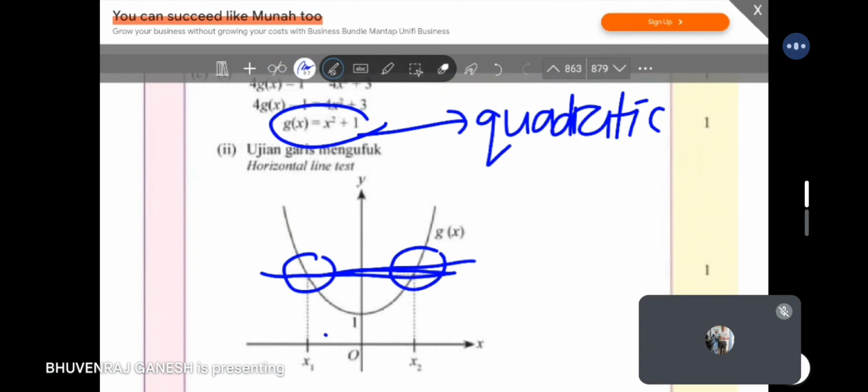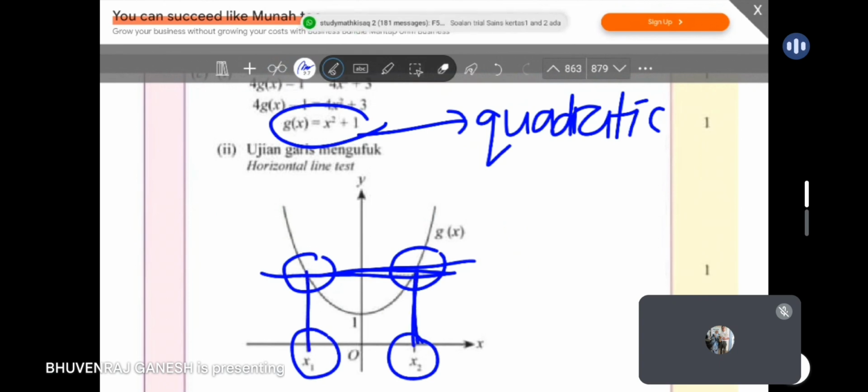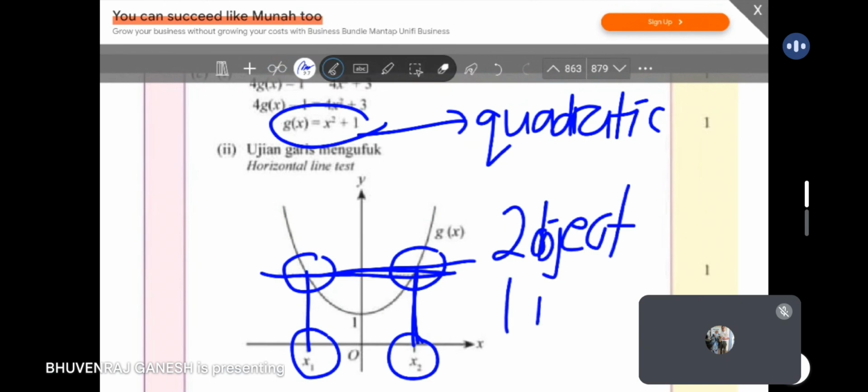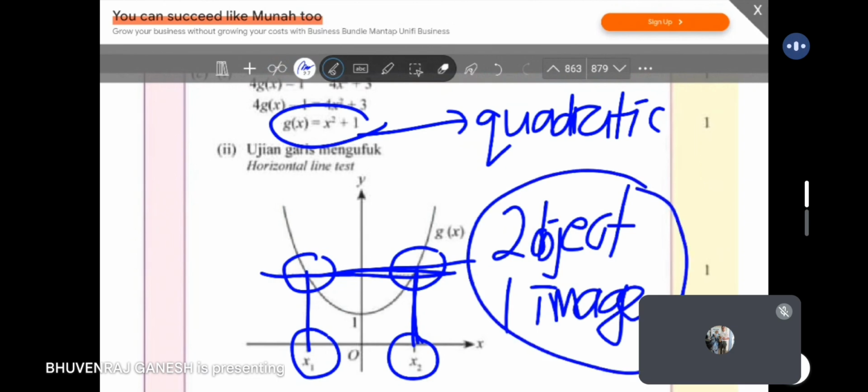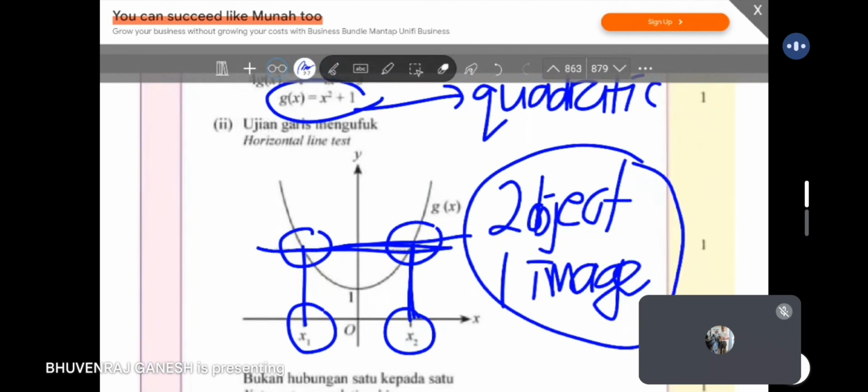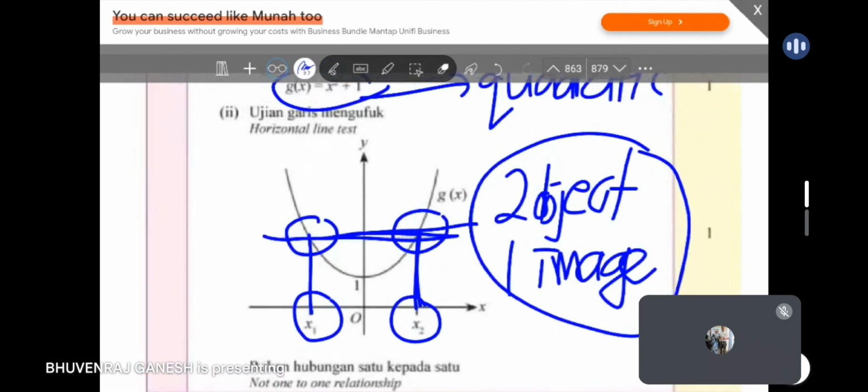Okay, so that means you have 2 objects. Kamu ada 2 nilai x, 2 object, 2 x values. Okay, so you see these 2 x values, they have the same image. Okay, 2 nilai x, 1 nilai y. 2 x values, 1 y value. Or 2 objects, 1 image. Okay, so when you have 2 objects, 1 image, what type of relation is this, guys? Apa jenis hubungan ni? May I know? Yes. Okay, this is a many-to-one relation, guys. Ini adalah fungsi atau hubungan banyak kepada 1. So you already get a many-to-one relation.